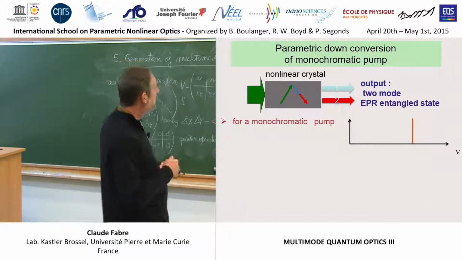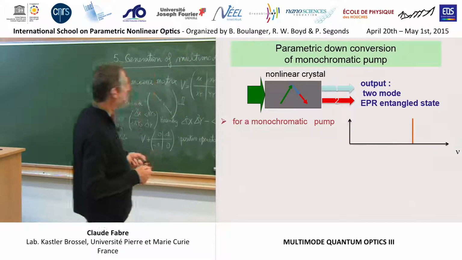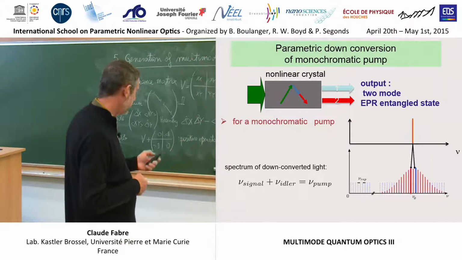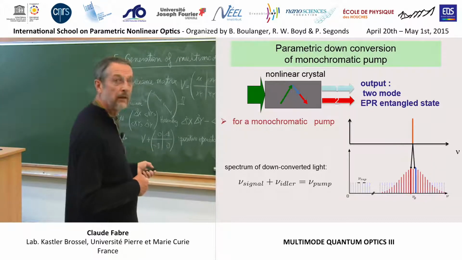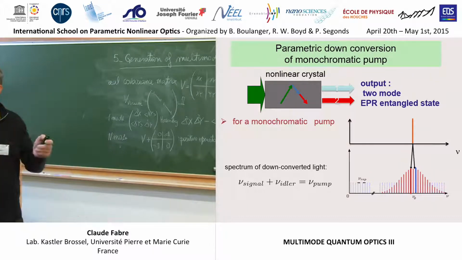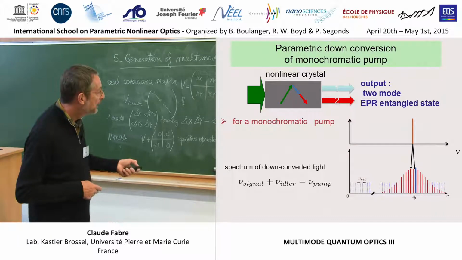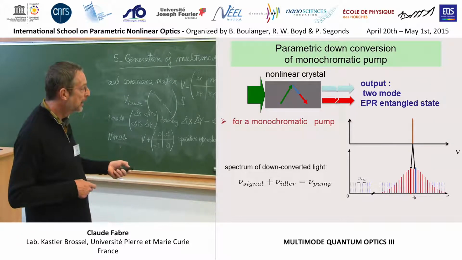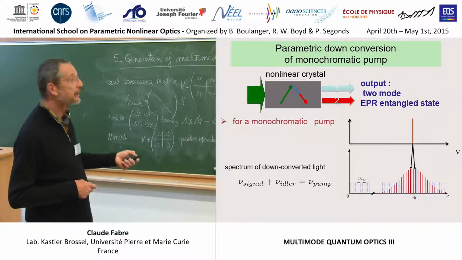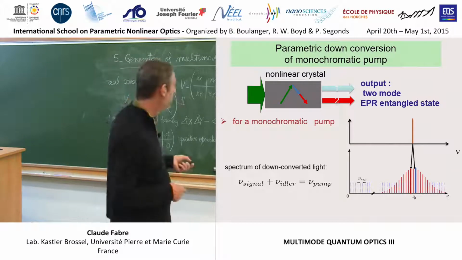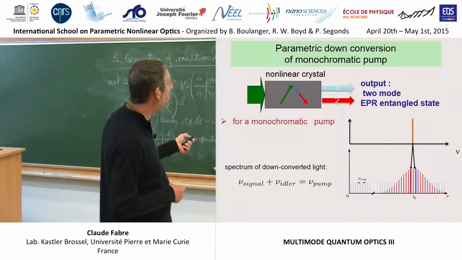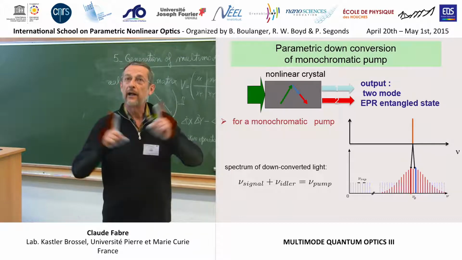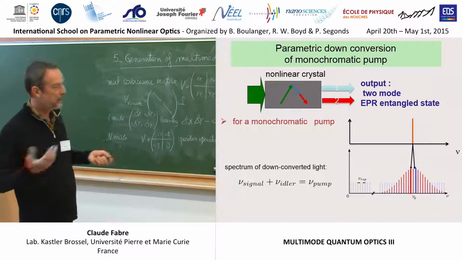So a lot of people use a monochromatic pump to do parametric down conversion. In this case, you just have to fulfill the energy conservation. The sum of signal and idler frequency is the pump frequency. So the modes that you are able to entangle are just symmetric modes, so that the sum of this plus this gives the pump, okay? So by using a single frequency pump, you are able to create pairs of entangled modes, okay? So this is good already.